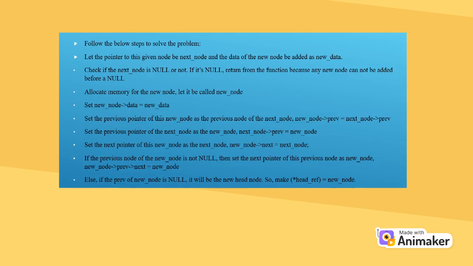If the previous node of the new_node is not null, then set the next pointer of this previous node as new_node, new_node->prev->next equals new_node. Else, if the prev of new_node is null, it will be the new head node. So, make head_ref equals new_node.